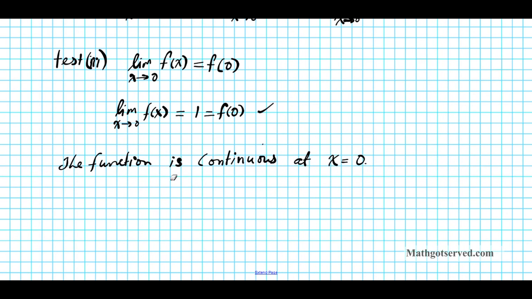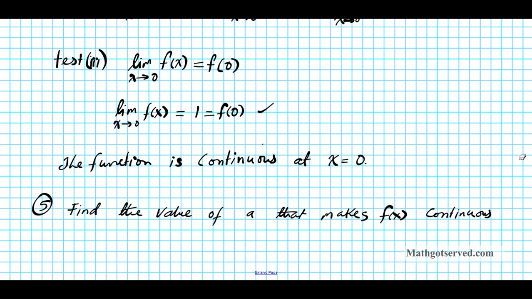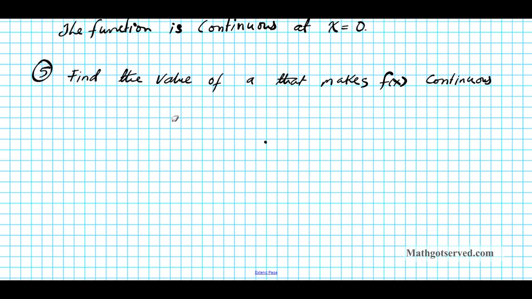All right, let's take a look at the last one, problem number 5. For problem 5, we're to find the value of a that makes f of x continuous. Okay, so what on earth is f of x? Let's write down what f of x is.